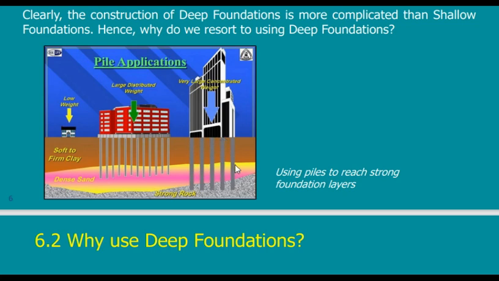Then it will be followed by a stronger layer. Then it will be followed by the strongest layer. This is usually what you will find in 90% of my locations or sites: a top soft or weak soil, followed by a stiffer one, followed by the strongest layer. Usually the strongest layer is rock.